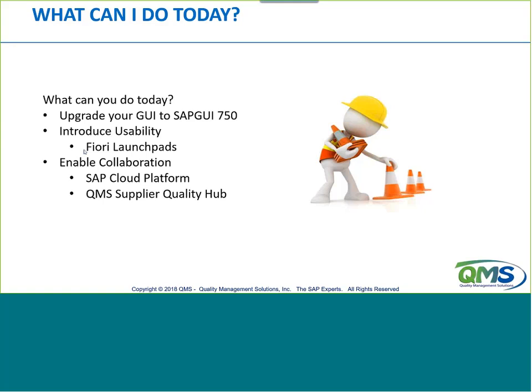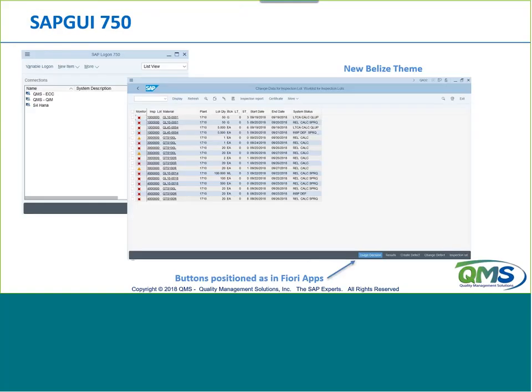Okay, so this is SAP GUI 750. You'll notice it's a little bit different look and feel. Again, you can download it from SAP, install it, and just put your system properties in there. And when you run it, notice it looks a little bit different, right? Different theme. There's something now called the Belize theme.